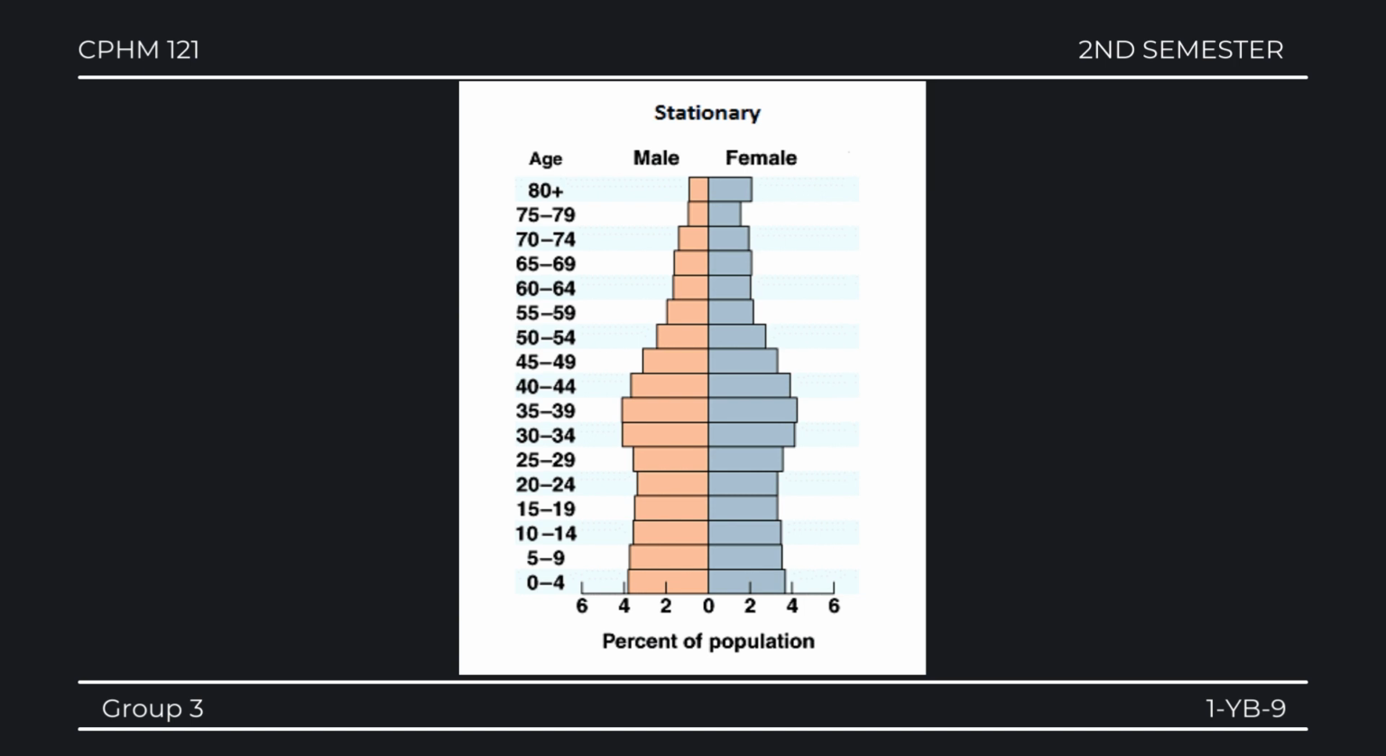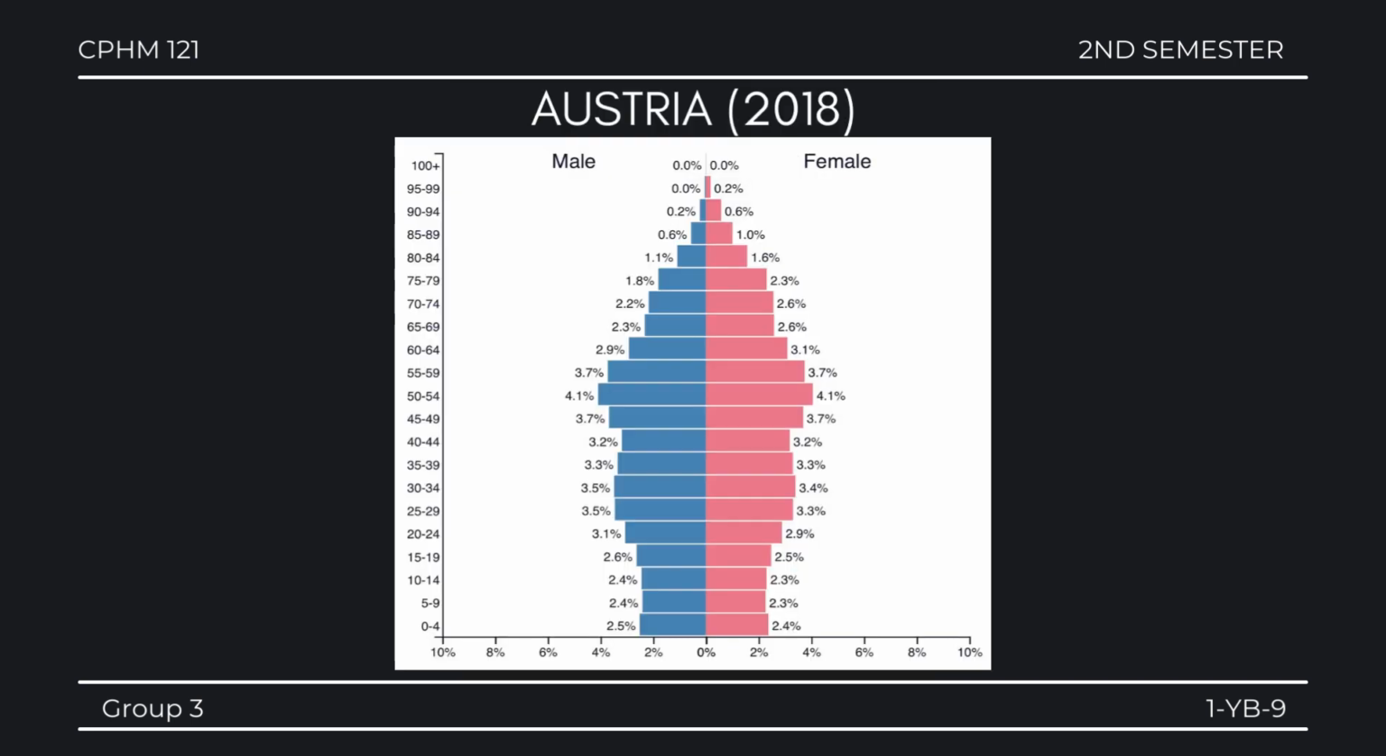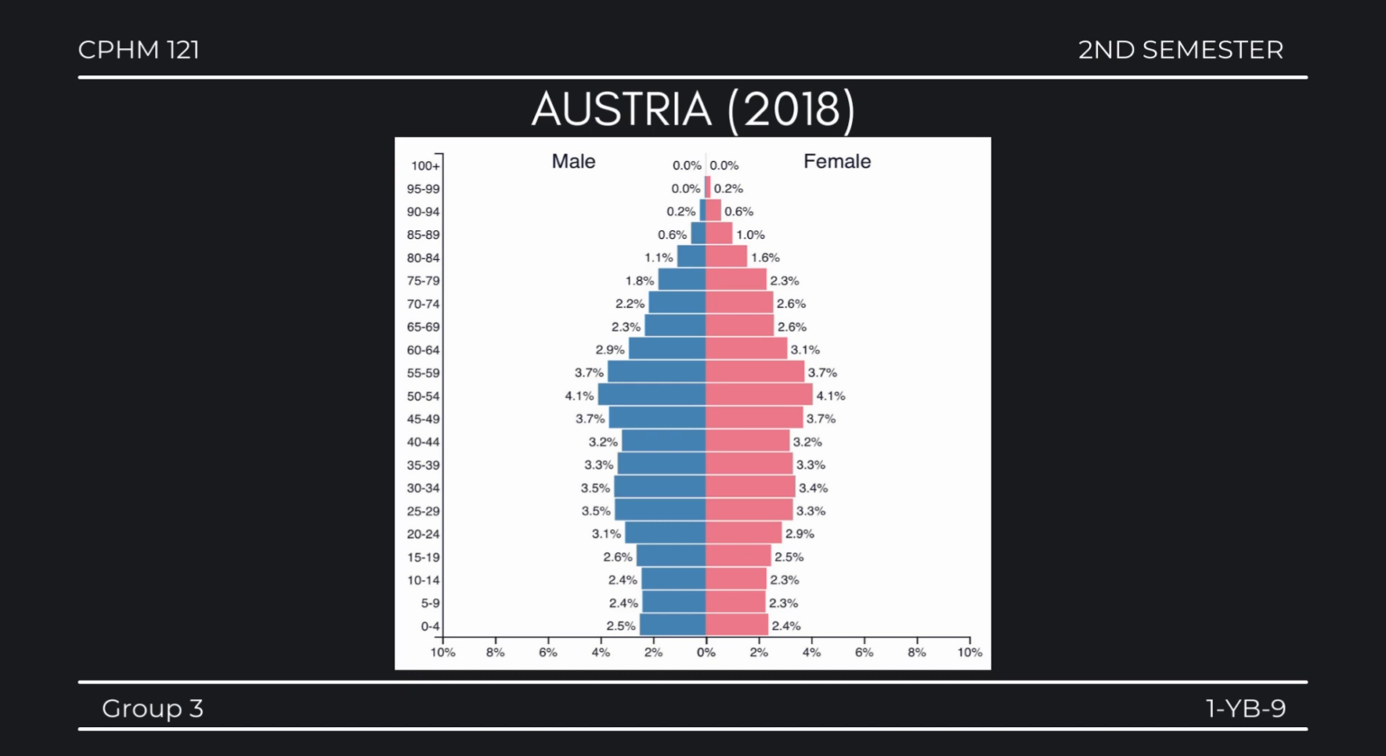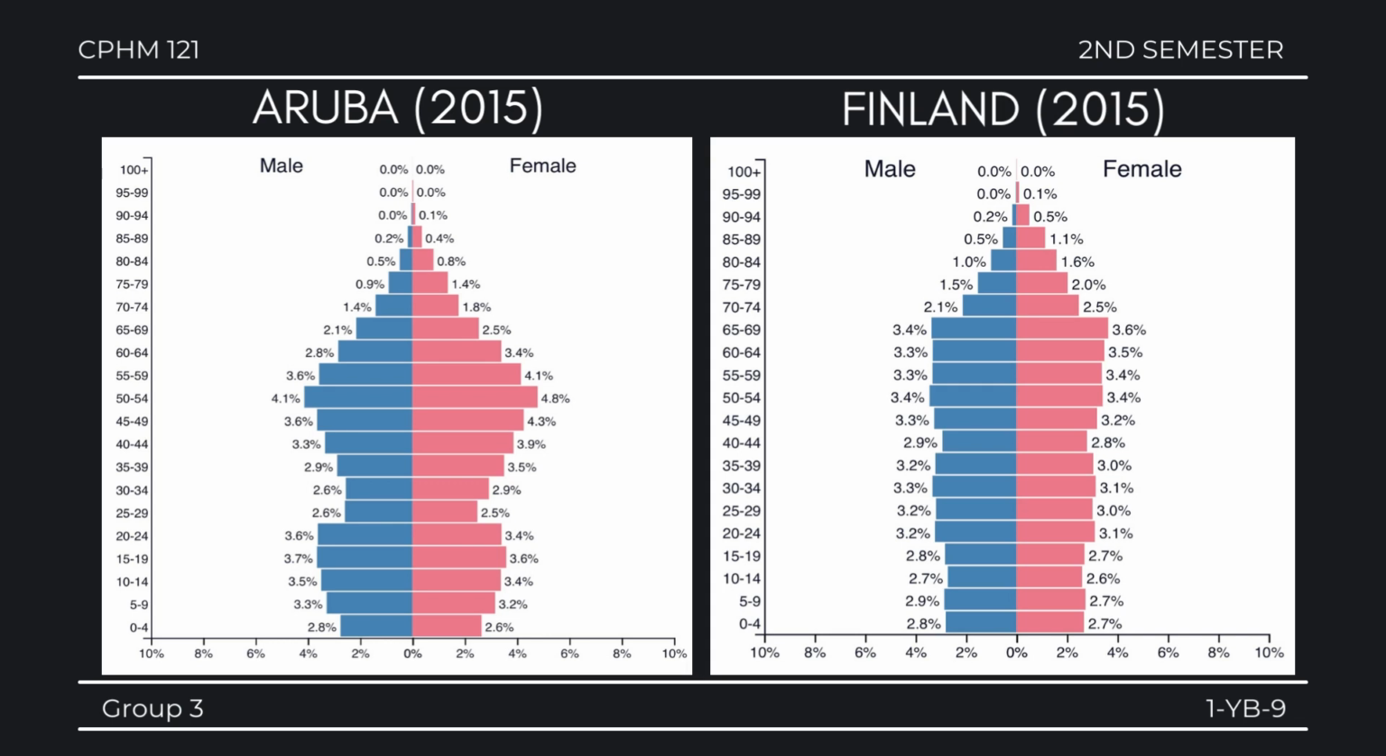Here are three countries that have expansive pyramids. First one is Austria, year 2018, Aruba, year 2015, and Finland, 2015. We can say that it is not equal at all. But if you compare it to the two population pyramids that I've tackled, it is more likely equal and almost has the same number of population age in younger and older ones.